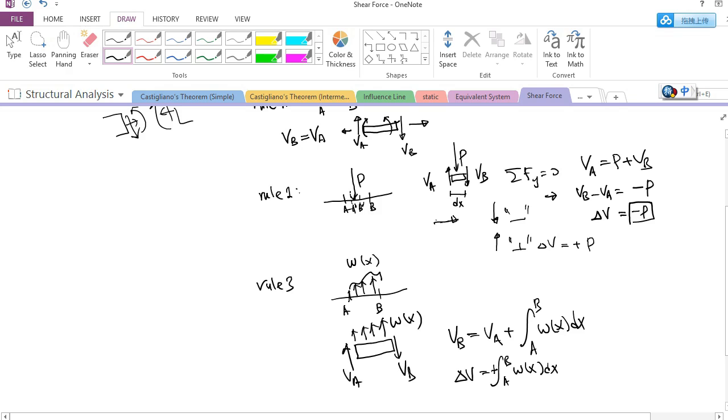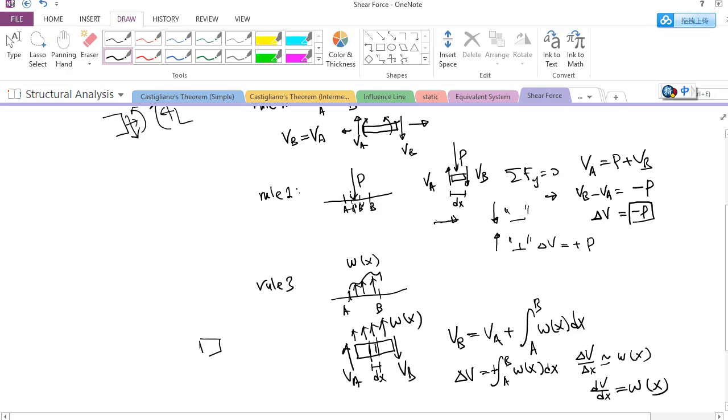From here we know that if the change is very small and you divide both sides by dx, this will approximate to omega x when delta x approaches 0. That means the change of shear force is actually the loading. We can easily derive this, so let me derive this for you.